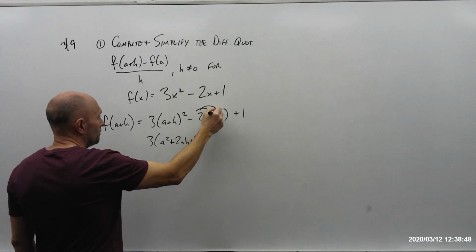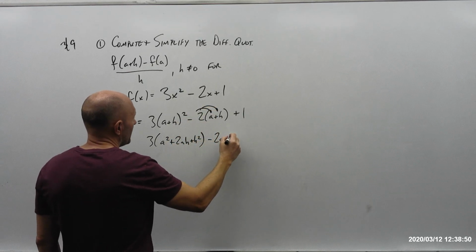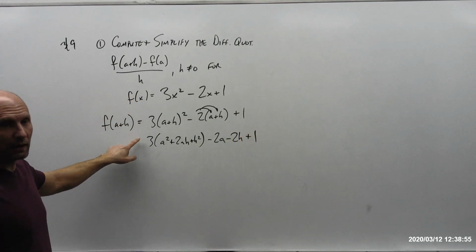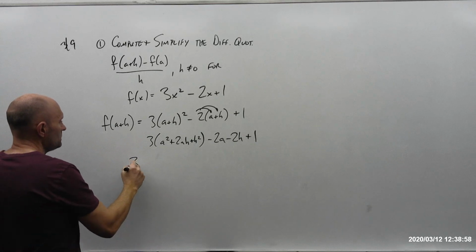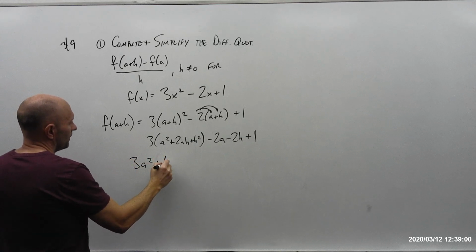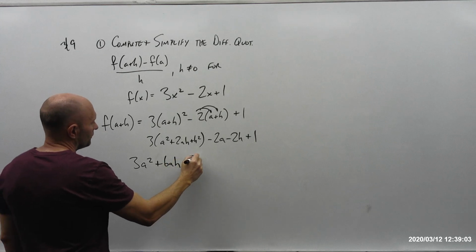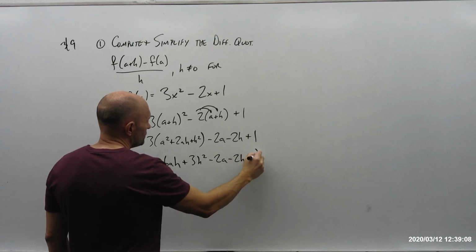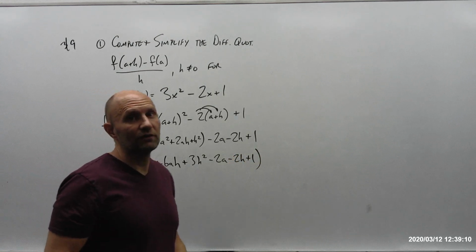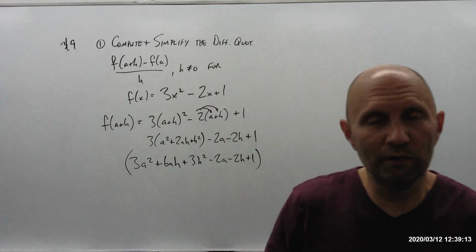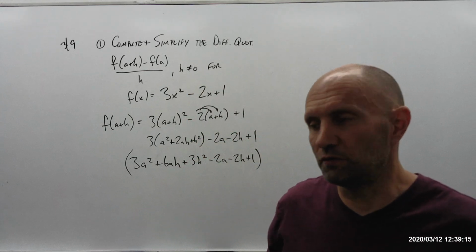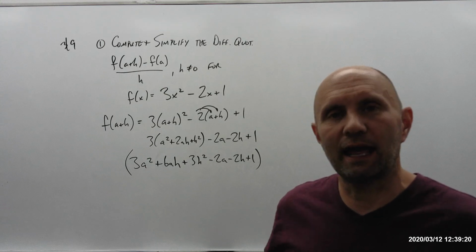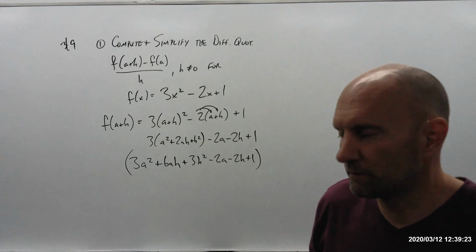Distribute the minus 2 to both of these, so minus 2a minus 2h and then plus 1. Now go ahead and distribute this 3. So it's 3a squared plus 6ah plus 3h squared minus 2a minus 2h plus 1. This is our f of a plus h. You will not have any like terms. If you find yourself combining terms at this point, you goofed something up, because they're all different from each other.